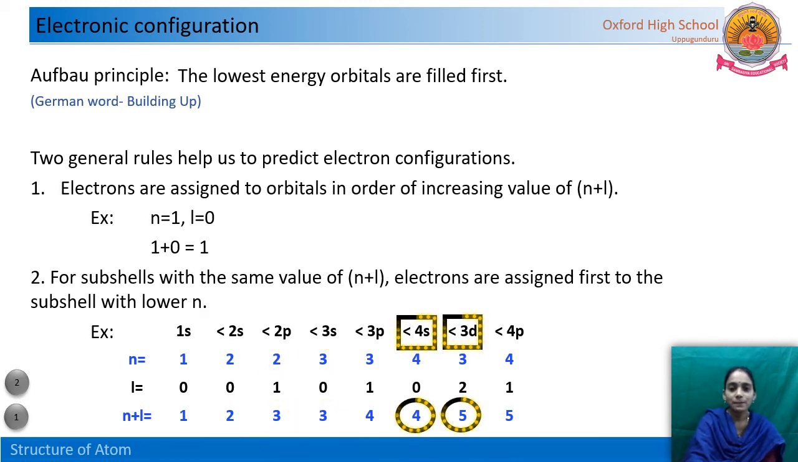The next one, see here: after filling the 3p orbital, usually we feel we have to go for 3d, but here the order is 4s. What is the reason? We have to calculate the n plus l values and arrange them in increasing order. Among 4s and 3d, 4s has the least n plus l value, that is 4 here, whereas for 3d it is 5. So 4s comes first, followed by 3d.